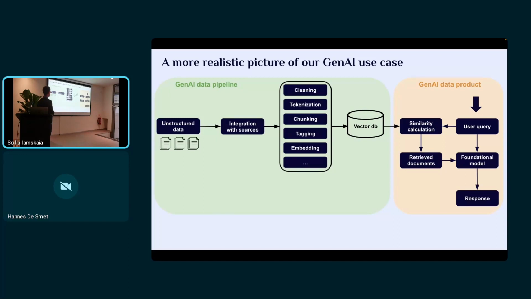Now, if we have a look at this, I made two parts of it. First, we have the GenAI application, the product itself, the data product. And then secondly, we have a GenAI data pipeline. And what I want to stress here is that when we want to make a GenAI application, we need to be aware that we also need a totally different kind of data pipeline on our platform, which is this part.